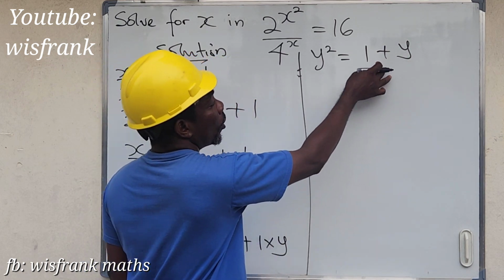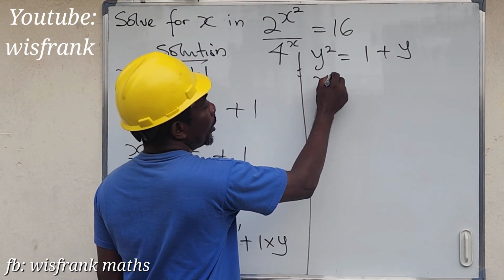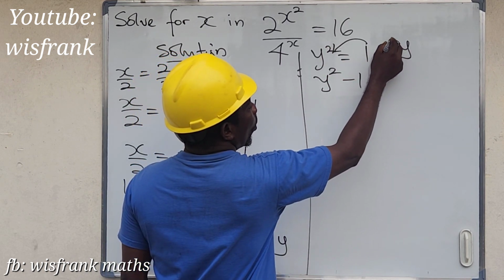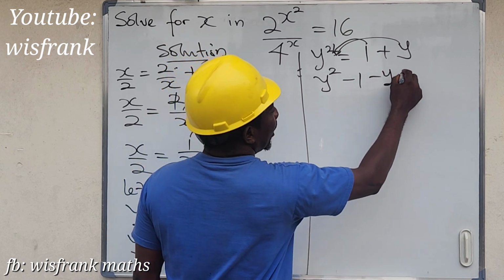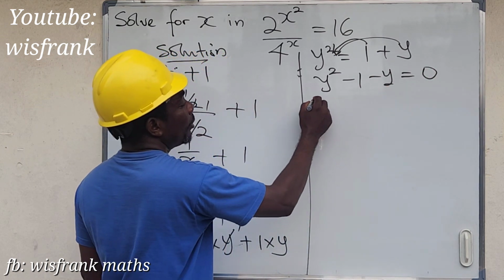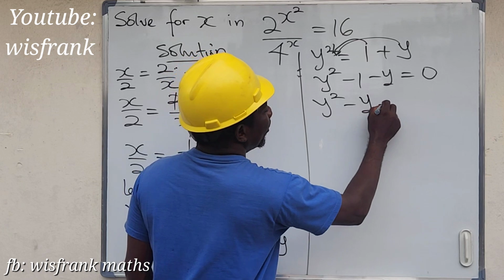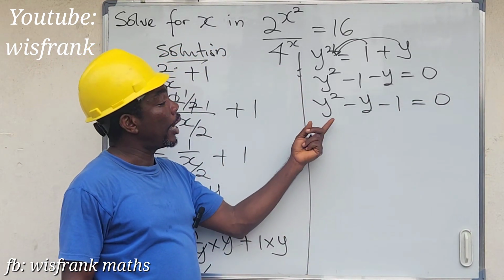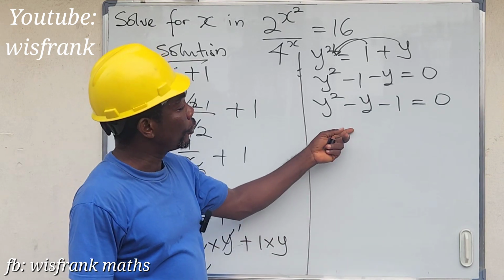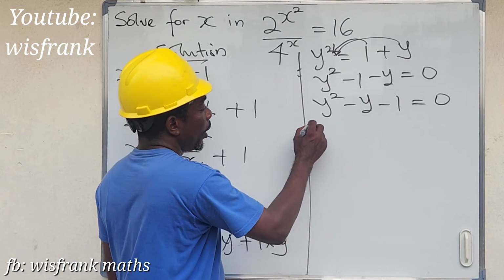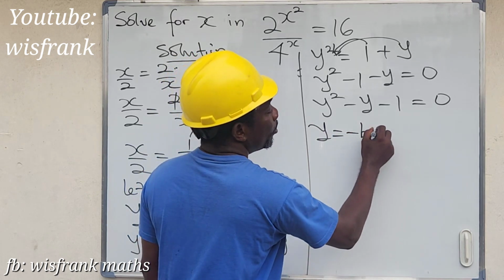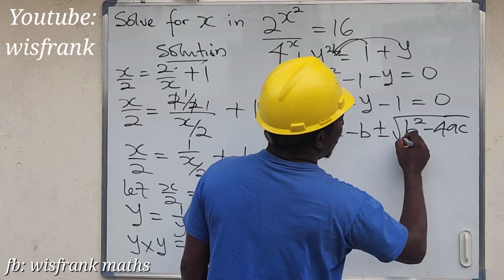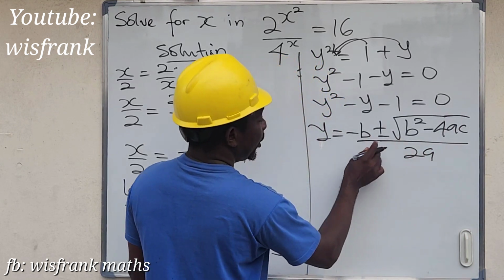In this case, we need to collect like terms. Here we have y squared. When 1 crosses to the other side, we have minus 1, and y transposes to the other side as minus y, equals 0. We can rearrange this: y squared minus y minus 1 equals 0. This is a quadratic equation, and we need to use the quadratic formula to solve for y. So we have y equals minus b plus or minus square root of b squared minus 4ac, all over 2a.